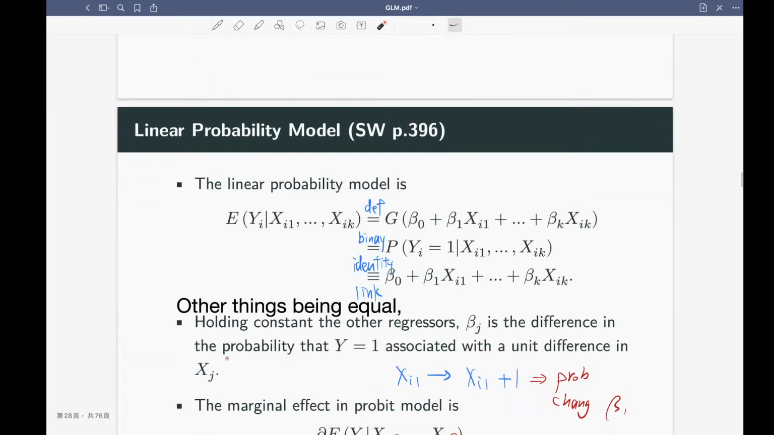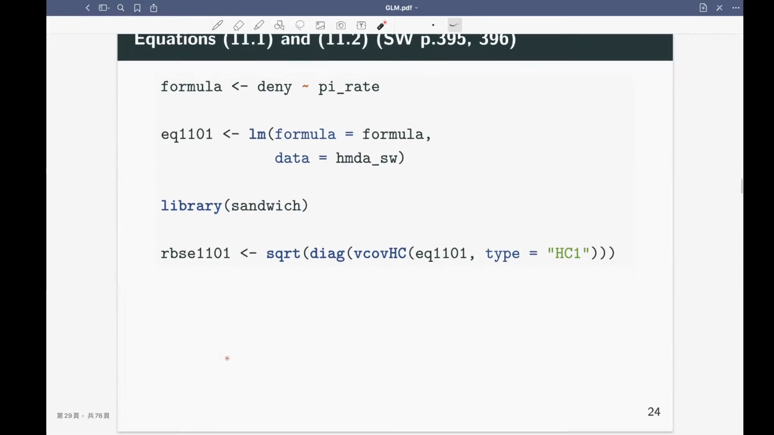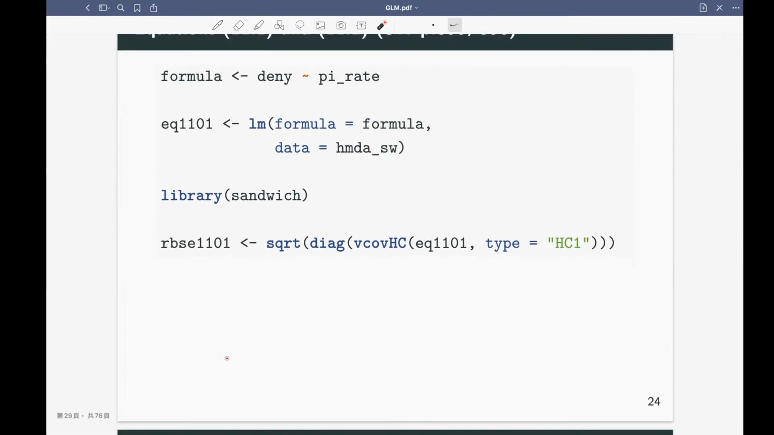How can I calculate a robust standard error in R? We should use the sandwich package and use vcovHC to calculate the covariance matrix. Then we take the diagonal terms and the square root, so it is a robust standard error here. And you should use type HC1, because in our textbook we use the HC1 type.